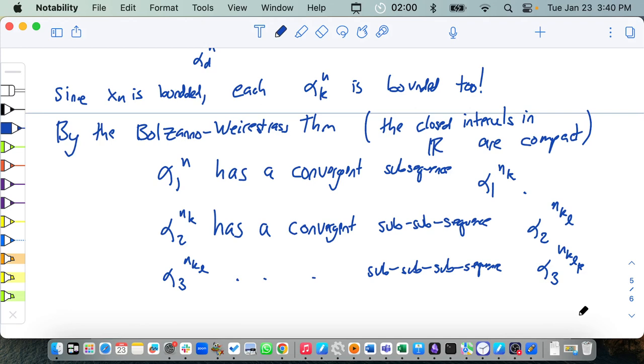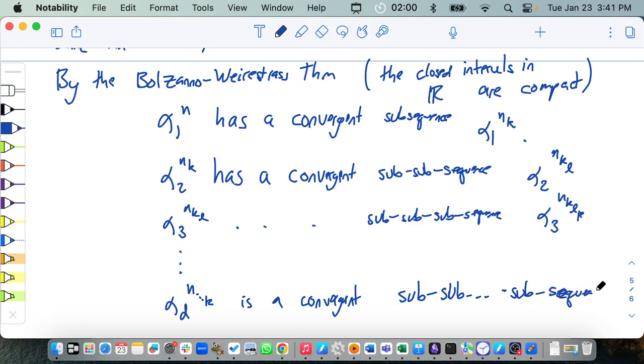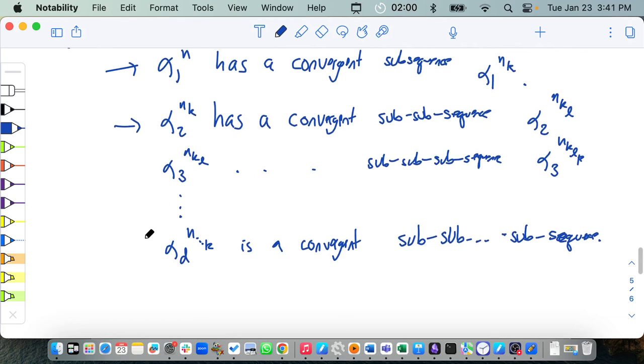So I'm going to have some magical subsequence, which is a subsequence of a subsequence of a subsequence, all the way up to alpha_d n dot dot dot k at the end, a convergent sub-to-the-power-d sequence. If you take this sequence, it will be convergent in the first coordinate, because it's a subsequence of a convergent sequence. It'll be convergent in the second coordinate for the same reason, and so on. So this converges in all coordinates.